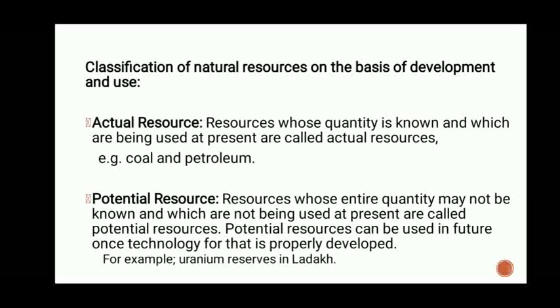Let's try to classify the natural resources on the basis of development and use. On this basis, it is of two types. One is called the actual resource, while the other one is called the potential resource. An actual resource is one which is available and whose quantity is known at present. A potential resource is one which is available but we may not have the technology, and we may use it in the future.